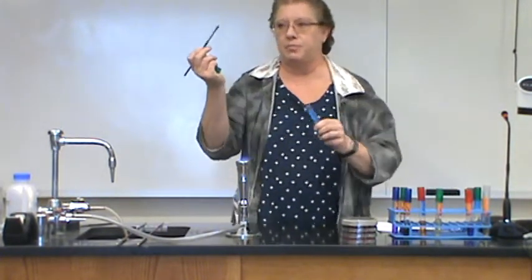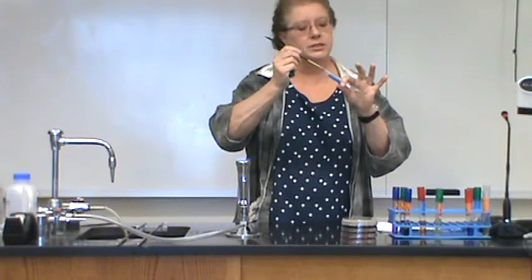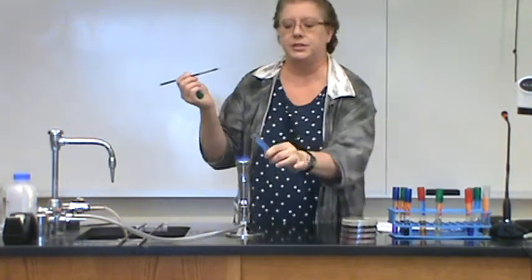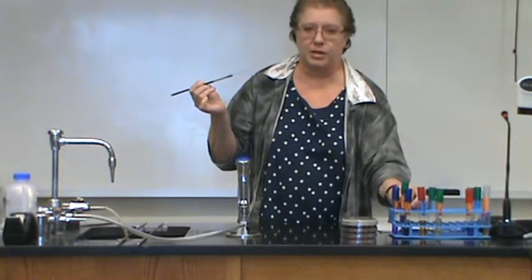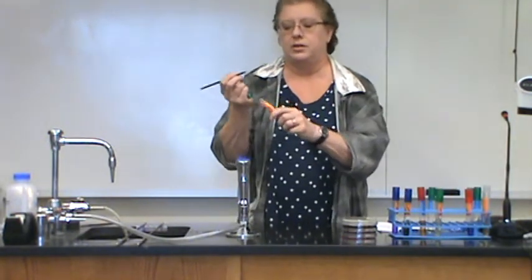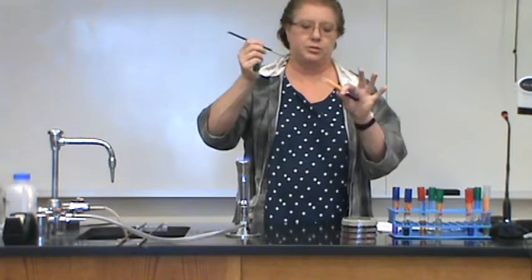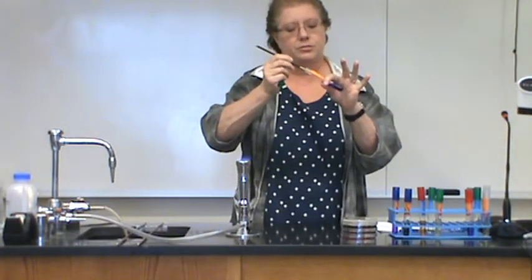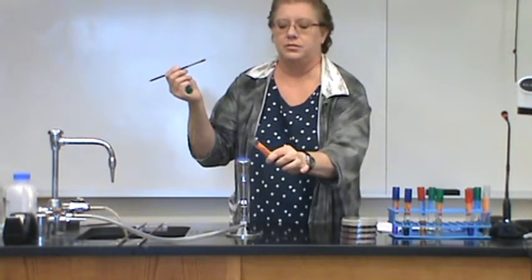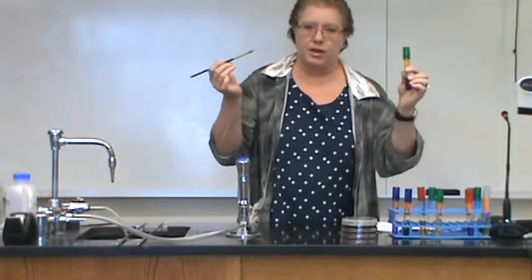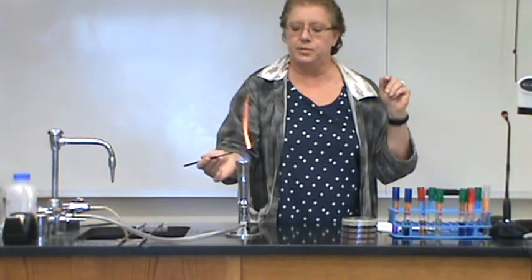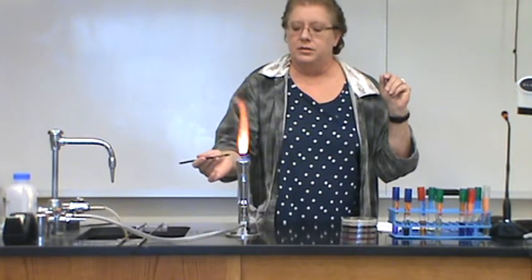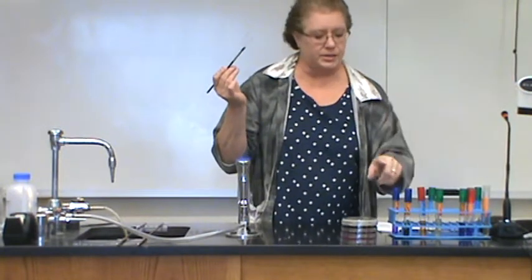So you'll pick up your unknown again, flame the top. Remember, this is hot. Cool it. Loop full of bacteria. Flame the top, put it down, pick up your mannitol broth. Take the lid off, flame it. You can take your loop full of bacteria, jiggle it around in there, flame the top, put the lid on. Now you have inoculated your mannitol broth. Go ahead and sterilize your loop. And then go on to the last, the lactose broth.